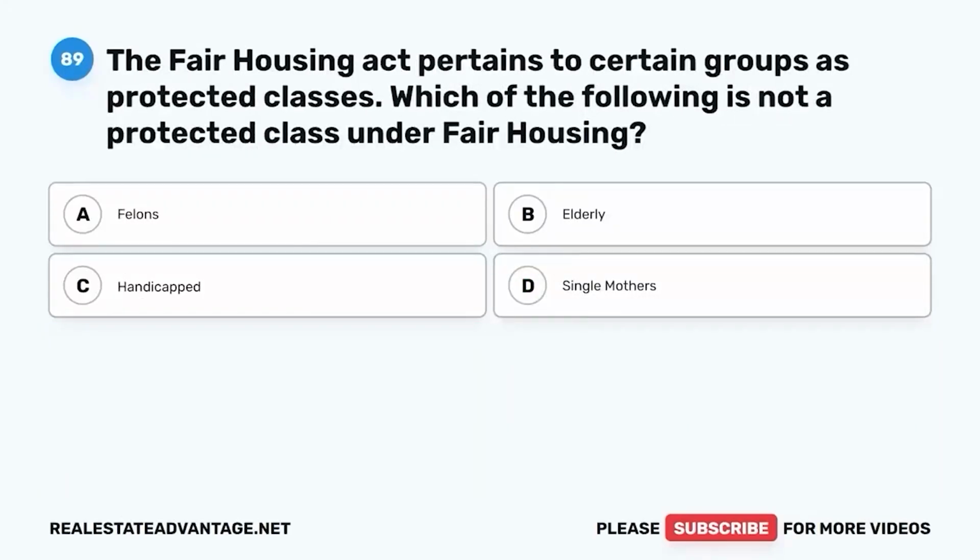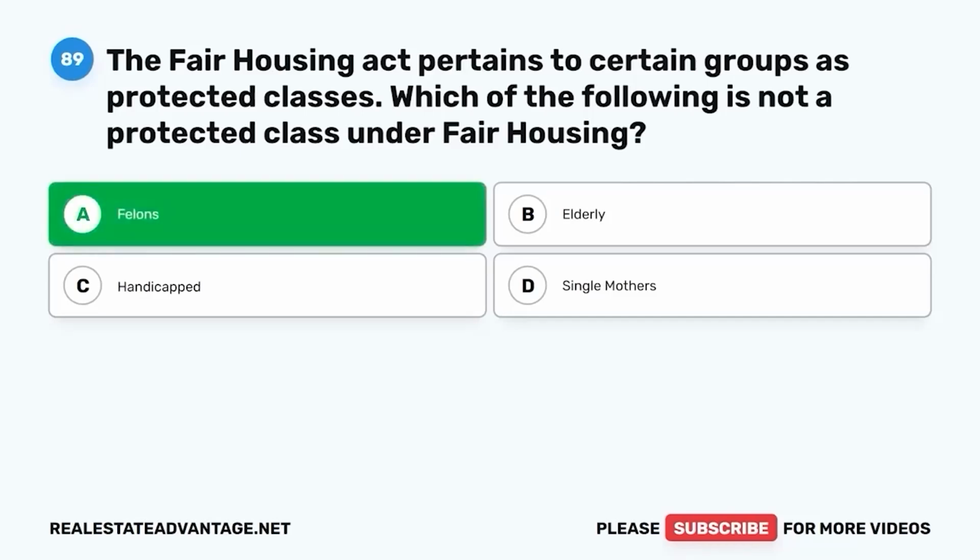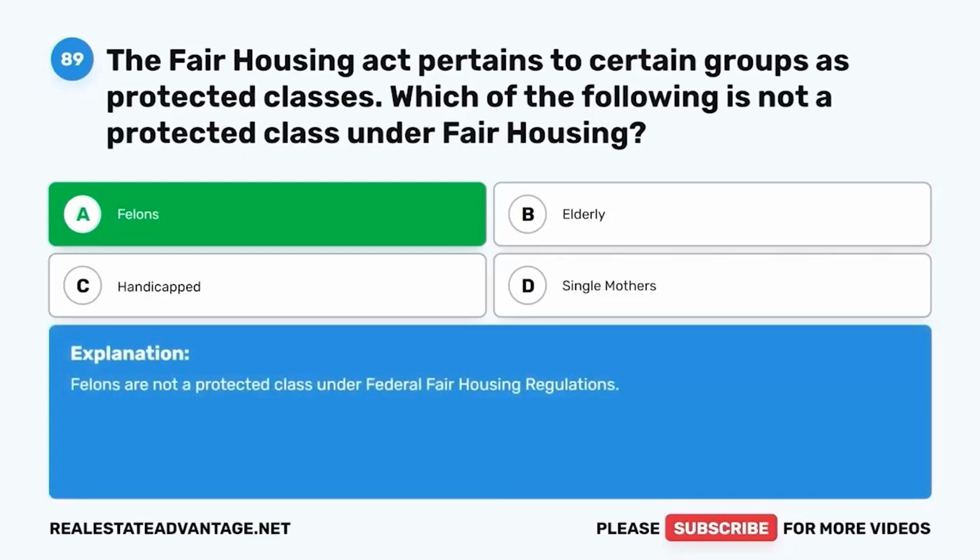Question 89. The Fair Housing Act pertains to certain groups as protected classes. Which of the following is not a protected class under fair housing? A. Felons. B. Elderly. C. Handicapped. D. Single mothers. The correct answer is A. Felons. Felons are not a protected class under federal fair housing regulations.